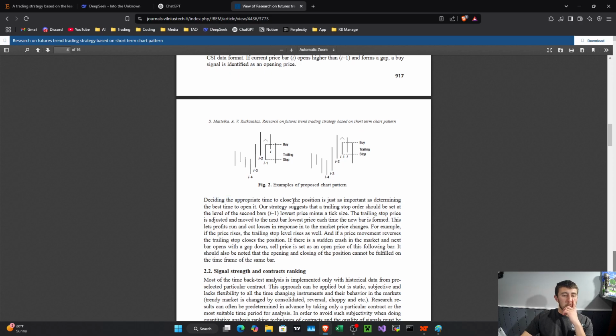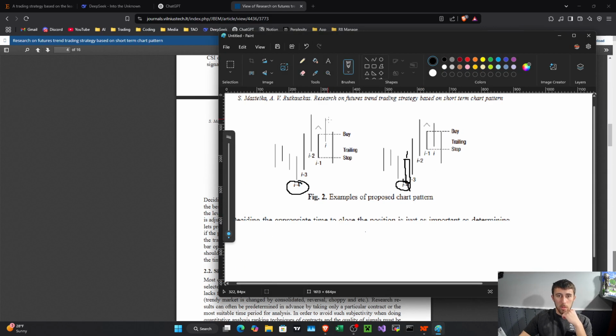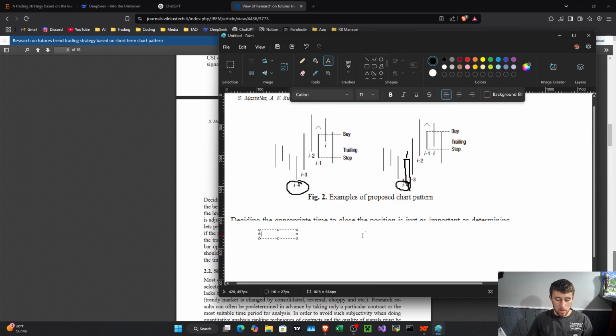Finding the appropriate time to close the position is just as important as determining the best time to open it. Shows that the trading order should be set at the level of the second bar's lowest price minus the tick size. Okay, so here is our exit strategy. Trailing, almost at the low of the previous candle for a buy.